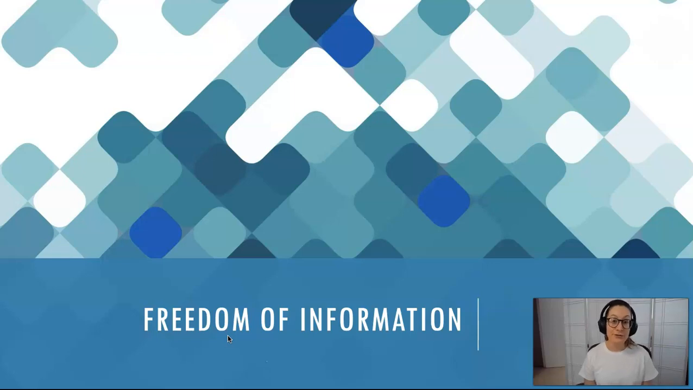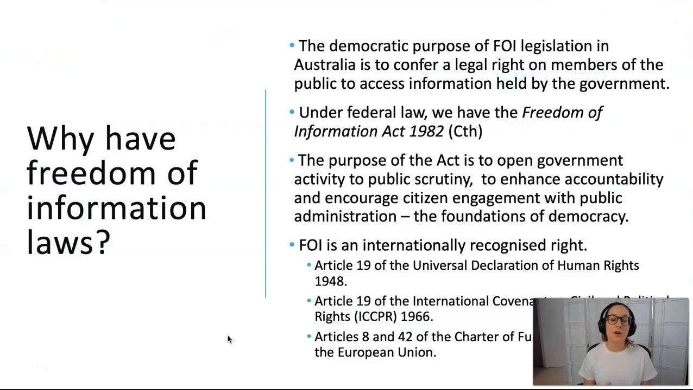This video will give you an overview of the freedom of information regime that we have in Australia. Why have freedom of information laws? These are seen to be a fundamental part of open democratic government. So the idea is that government should be transparent and accountable.